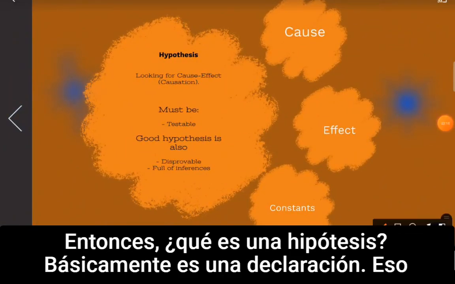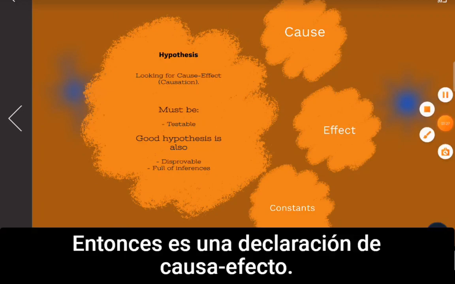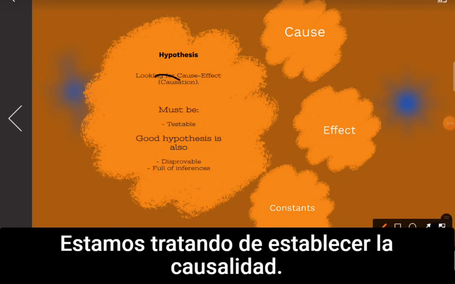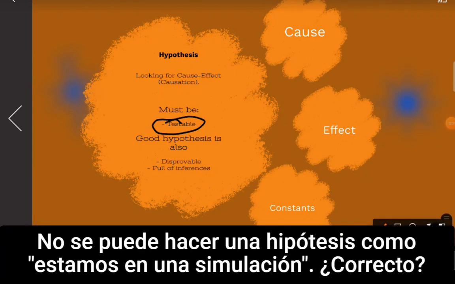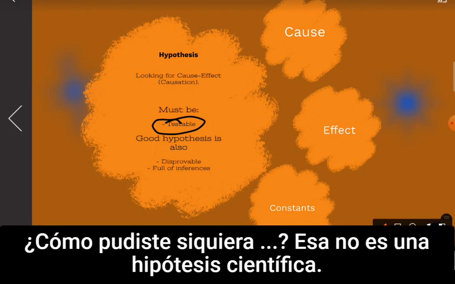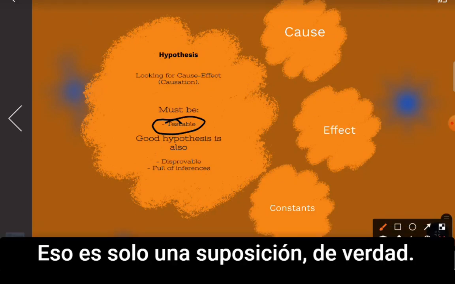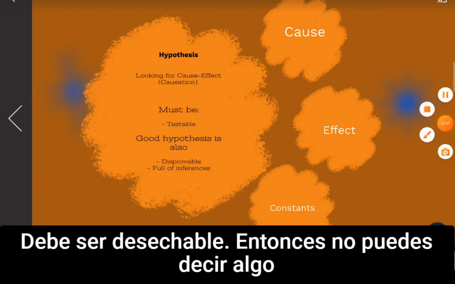So, what is a hypothesis? It's basically a statement that is trying to link cause and effect. So, it's a cause effect statement. We're trying to establish causation. It must be testable. You can't make a hypothesis like we are in a simulation, right? Because how would you test that? That's not a scientific hypothesis. That's just a guess, really. Okay, and then it also must be disprovable, right? Or at least to be a good hypothesis, it must be disprovable.